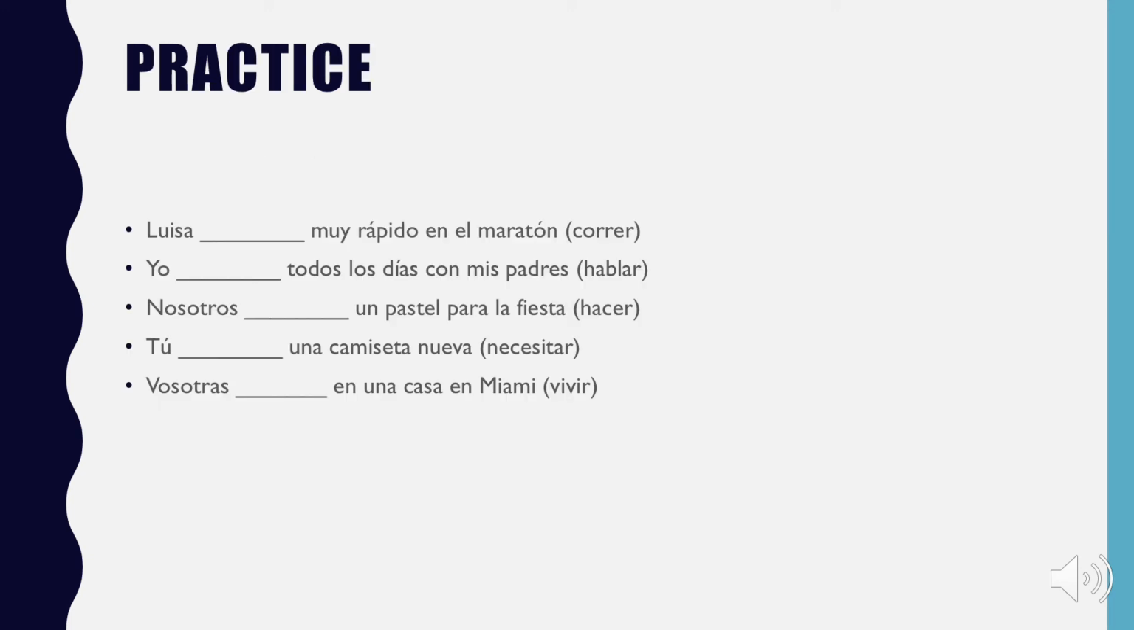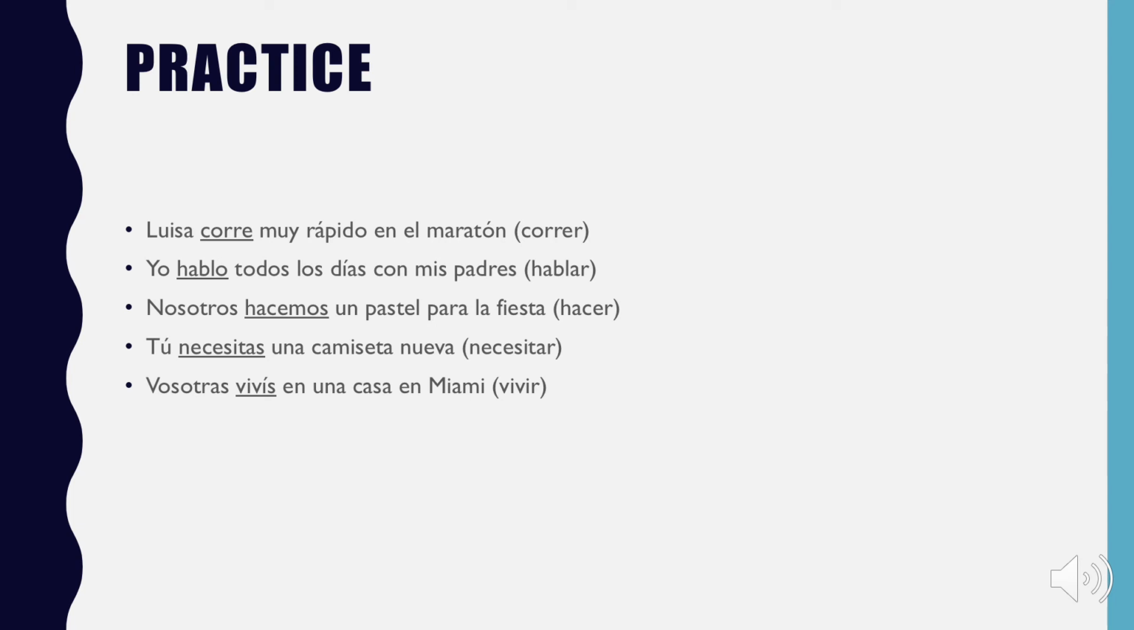Okay, now let's practice. I want you to pause the video and write down the correct conjugations of the verbs in parentheses to fit the sentence. Did you get the right answers? You should have Luisa corre muy rápido en el maratón, which means she runs very fast in the marathon.